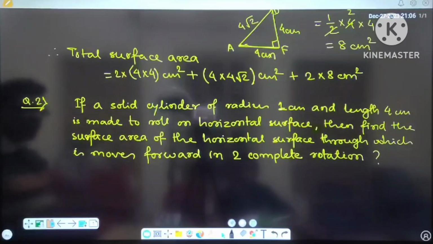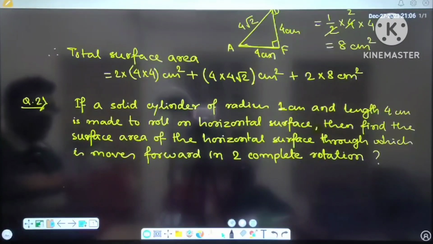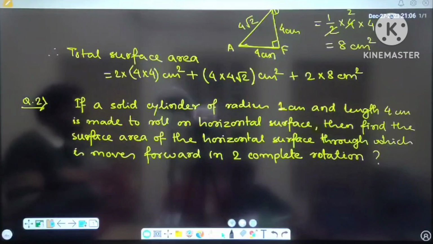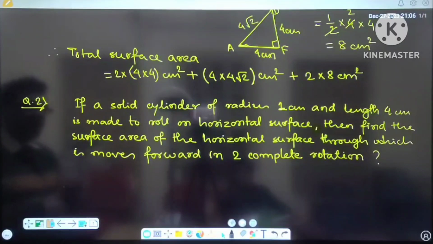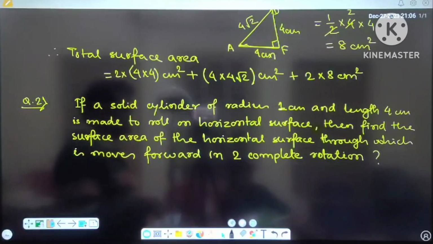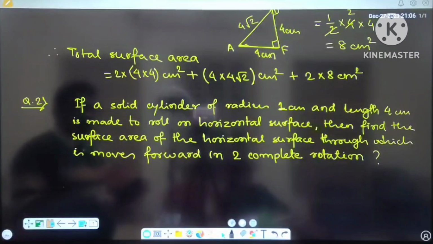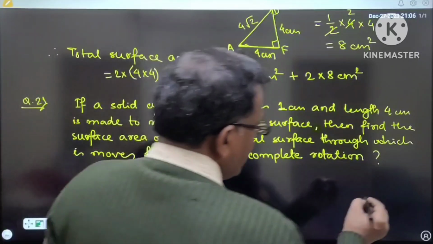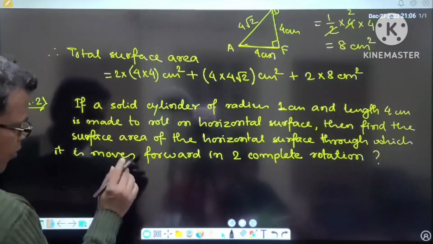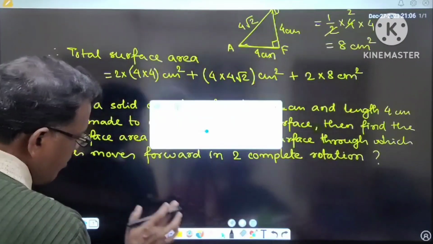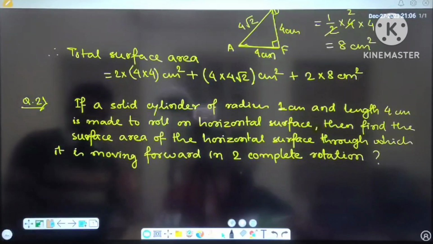An interesting question, tricky one. I have said that a solid cylinder of radius 1 centimeter and length 4 centimeter is made to roll on a horizontal surface. Then find the surface area of that horizontal surface through which it is moved. It is moving forward, through which it is moving forward into complete rotation.